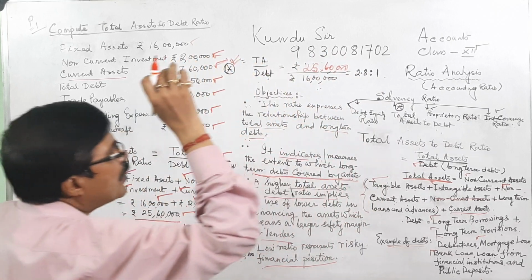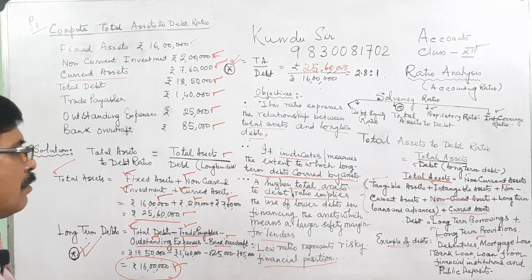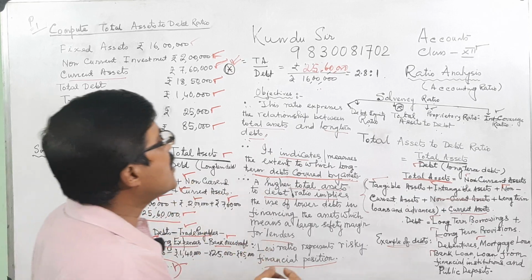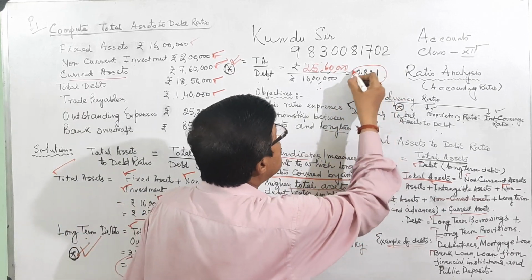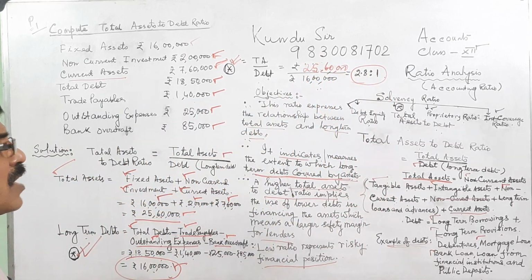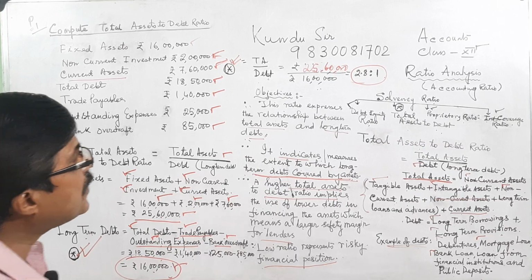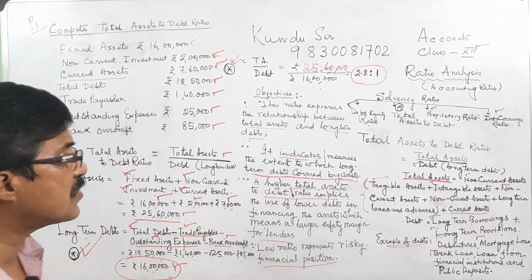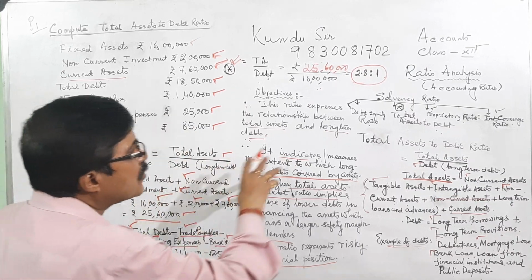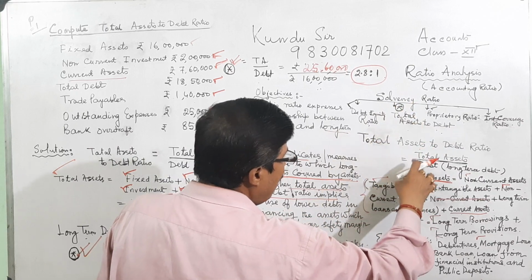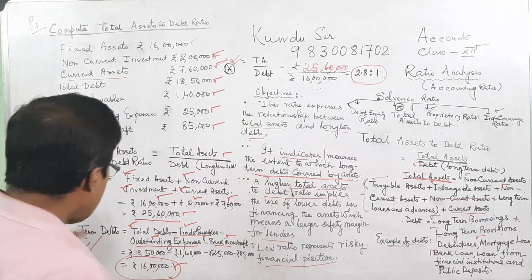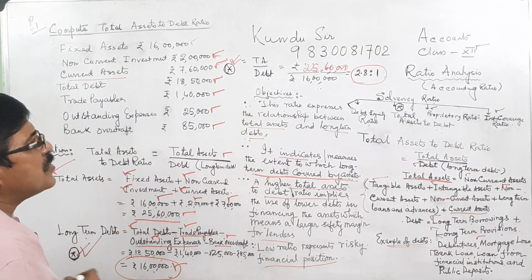I am repeatedly saying the liquidity ratio and solvency ratio are to be expressed in ratio form, but turnover is expressed in times, like 5 times, 4 times, 3 times, and the profitability ratio is to be expressed in percentage. So I have given an example to clarify the solvency ratio, and then the formula, the details, components and objectives, everything is mentioned here.